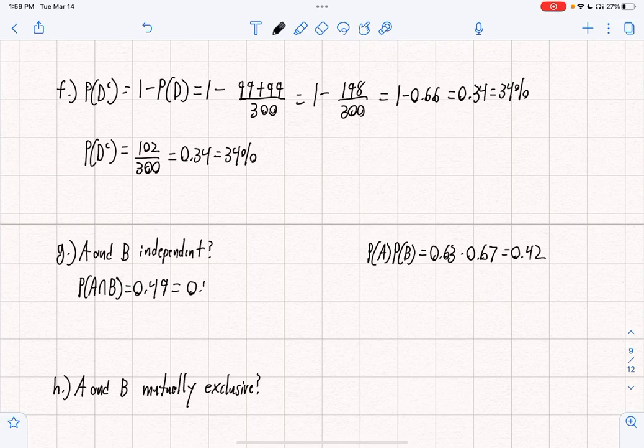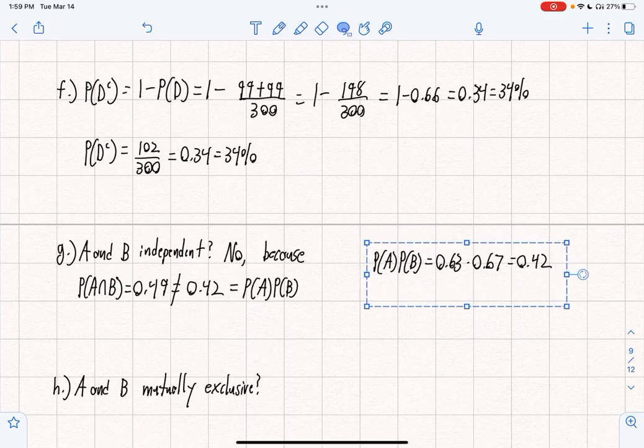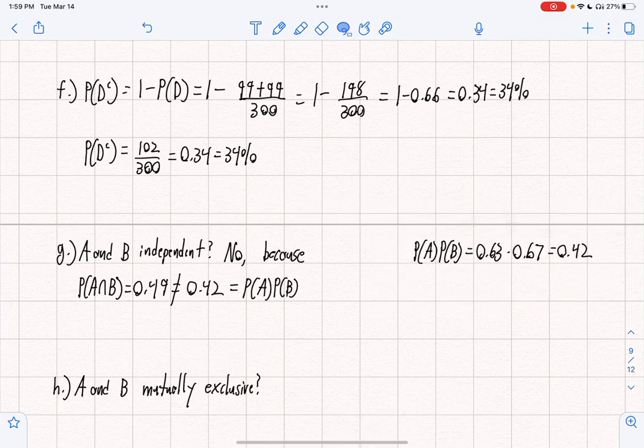So 0.42, which is equal to the probability of A times the probability of B. And we note these are not equal to one another. The probability of A and B is not equal to the probability of A times the probability of B. So are these independent? No, because the probability of A and B is 0.49, which is not the same as the probability of A times the probability of B, which is 0.42.